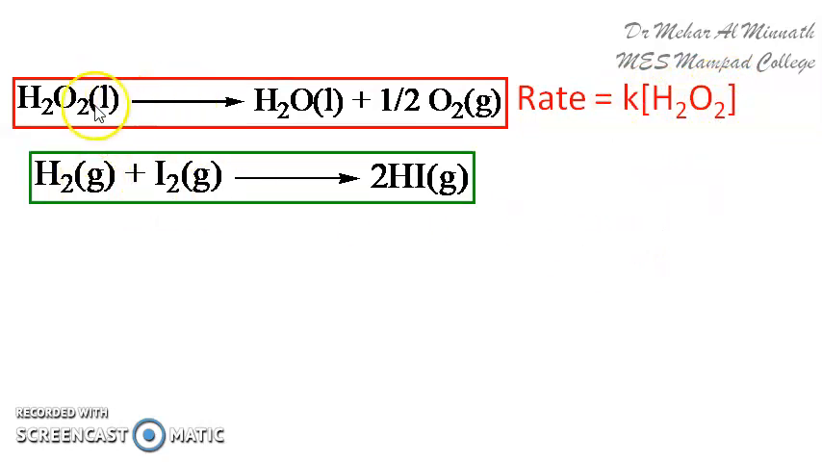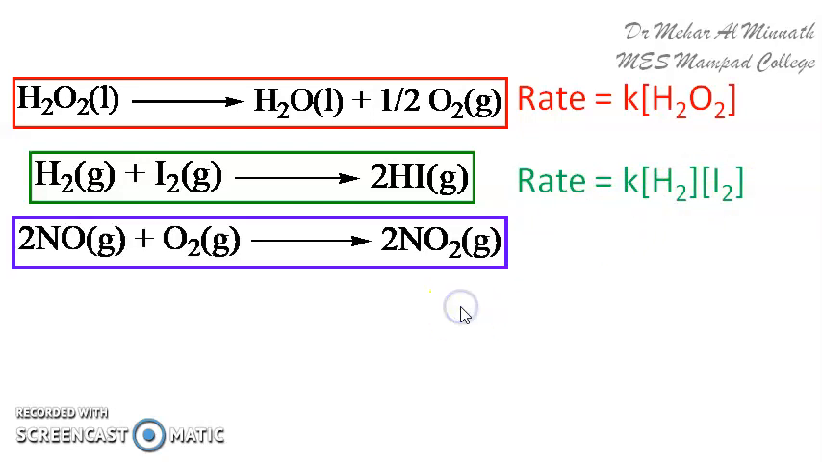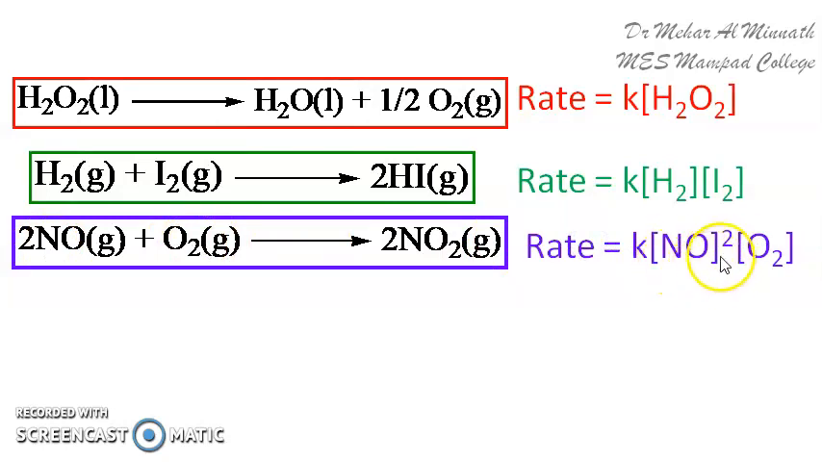Similarly, another example. The first one involved only one reactant. Now you have two reactants. Then you write the rate like this. The rate law will be K into H2 into I2. Now suppose the stoichiometry is not 1. Here you have 2NO and 1 O2. The rate will be equal to K into NO to the power of 2 and O2 to the power of 1. Now, do we write the rate law like this for all reactions involving stoichiometric constants like this?